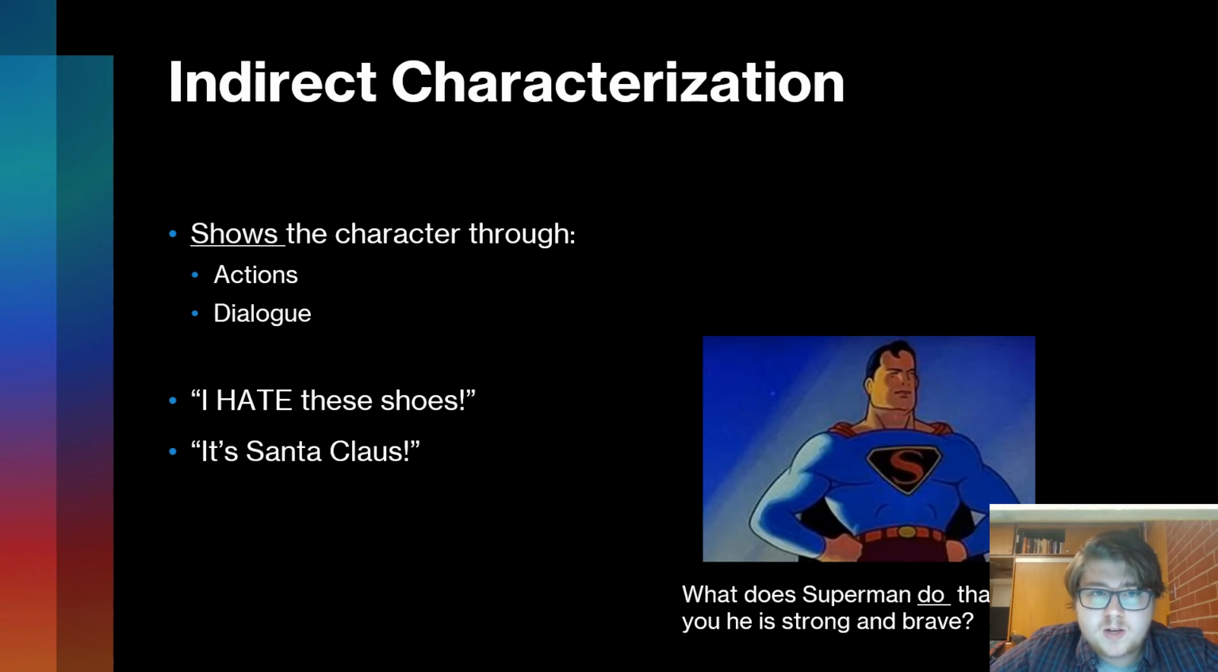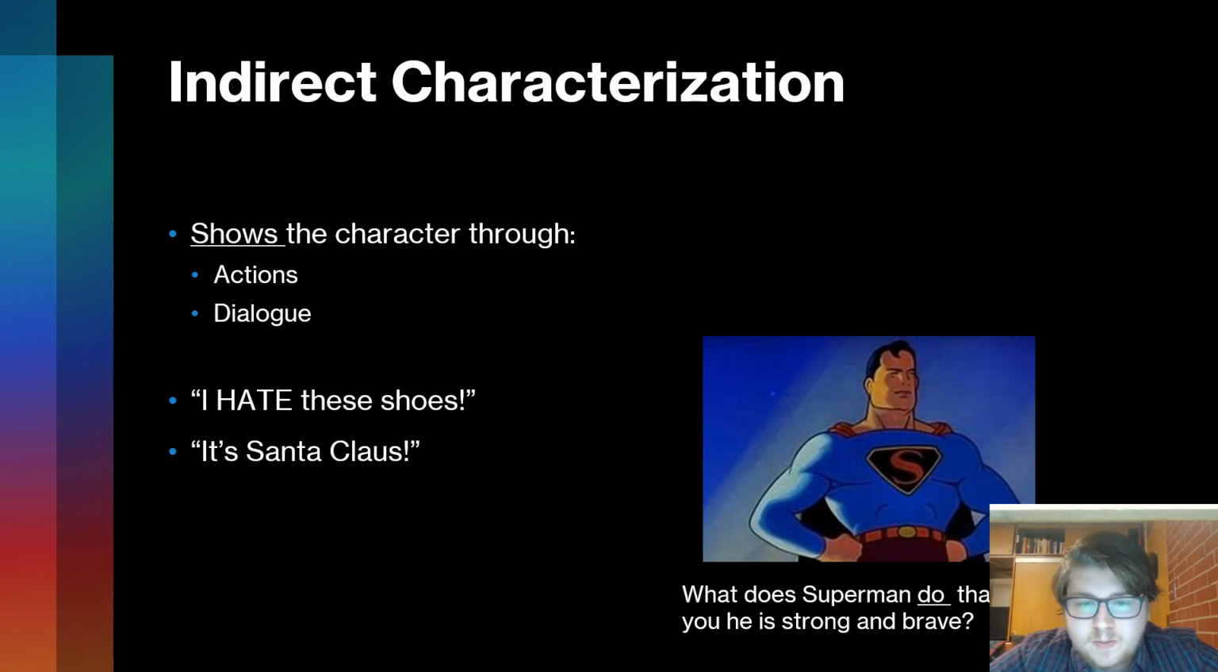And then when you get through with that, we go on to indirect characterization, which shows, it doesn't tell. It shows the character, and this is usually done through actions and dialogue. A story or a movie can show you character through what they say and what they do. So, for instance, say someone says, "I hate these shoes." That's dialogue. But from that, you can figure out how they're feeling. Are they happy? Are they angry? Well, I hate these shoes. They are upset about those shoes, and you know that from what they say. Or even, it's Santa Claus. Someone is happy. They're excited because they're meeting Santa Claus, or it's Christmas even, and you can tell that through what they're saying.